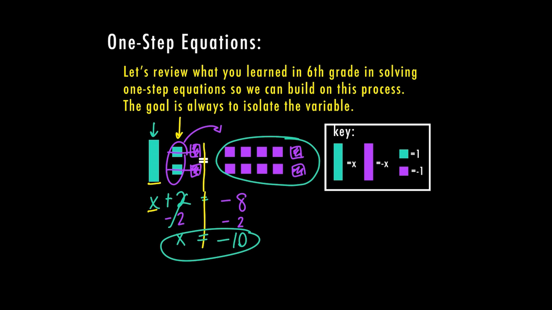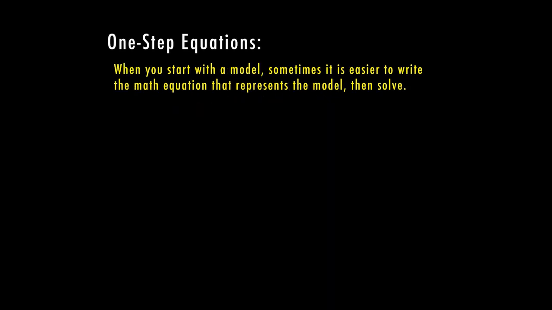When you have a model, you can write out the math equation and solve it, or you can solve it based on the model itself. So also when you start with a model, sometimes it is easier to write the math equation that represents that model and then solve. So that's one reason I'm doing it both ways on this video, where you can see solving the model itself and solving it based on the math problem, because it just depends on what's easiest for you.